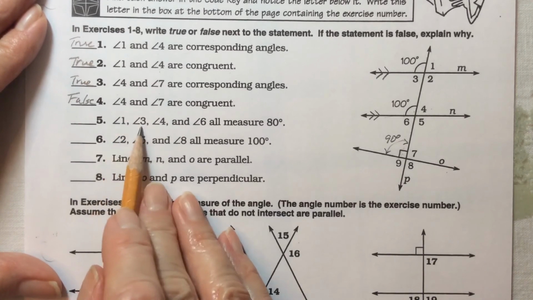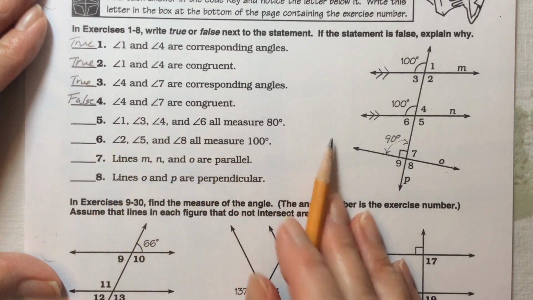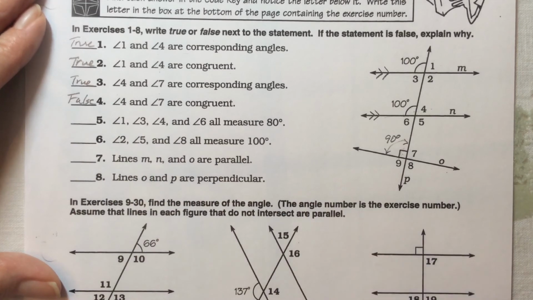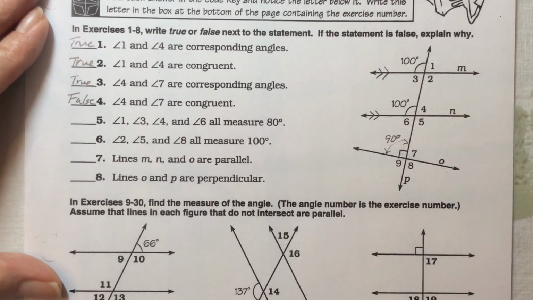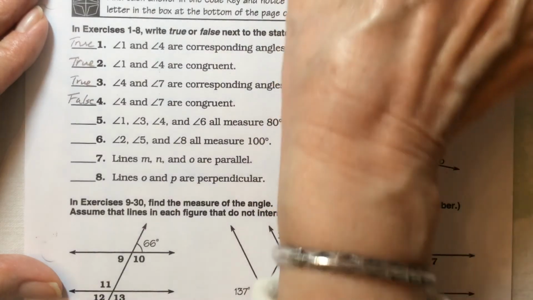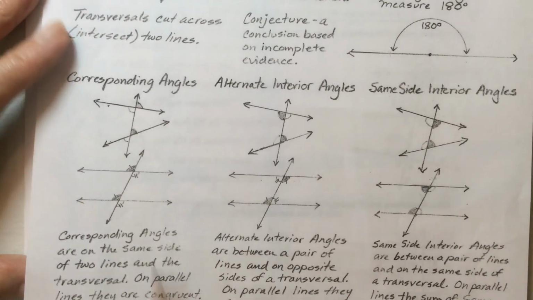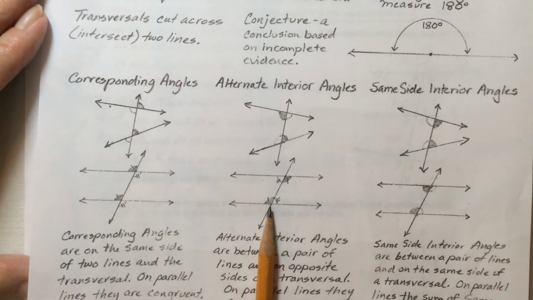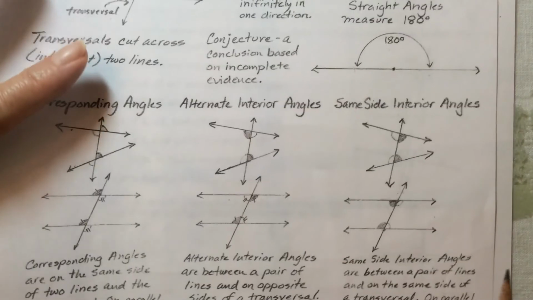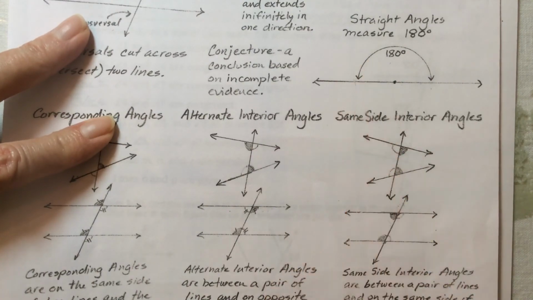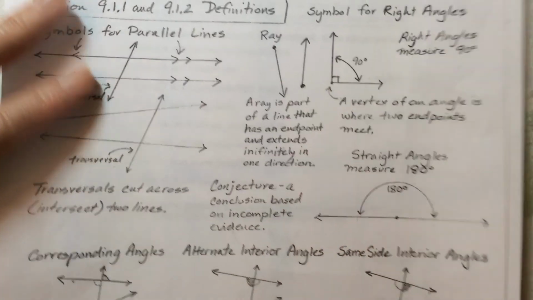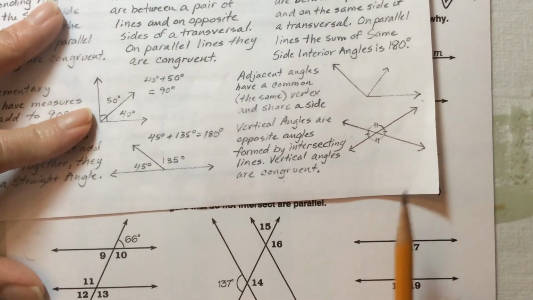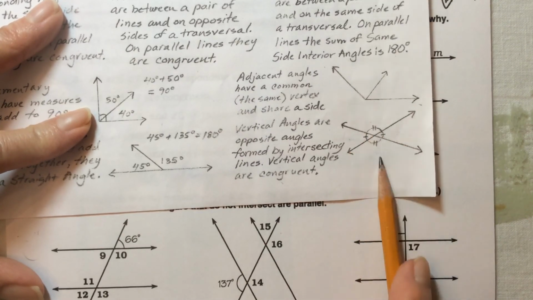All right, angle 1, 3, 4, and 6 all measure 80 degrees. So I am going to let you work out the rest of these, but as you can see, you can make logical connections and deductions based on understanding the rules of these pairs of angles and also understanding what straight angles are, what a 90-degree angle looks like, and also that vertical angles are congruent.